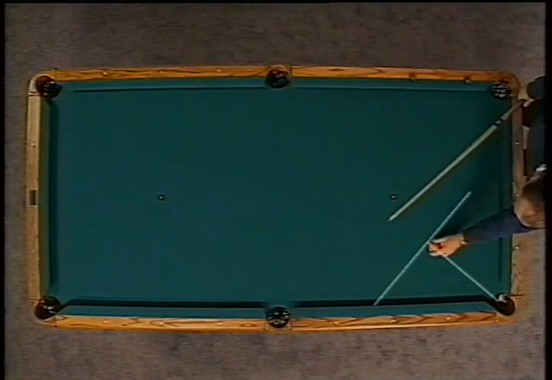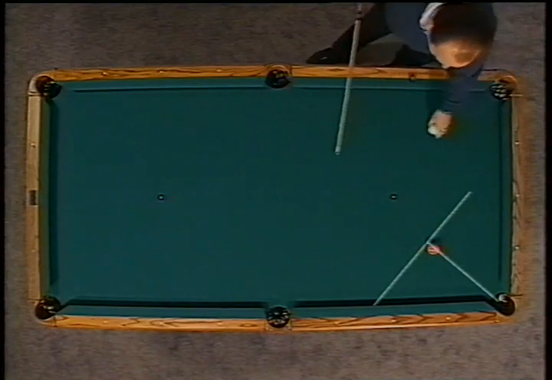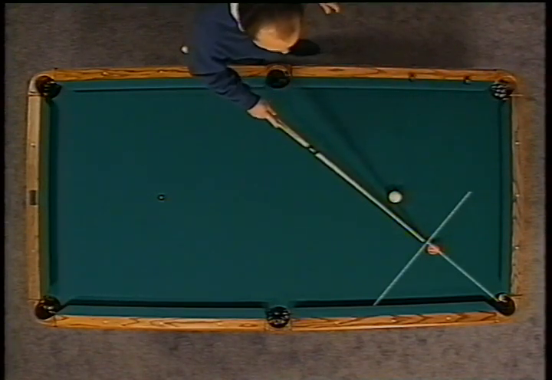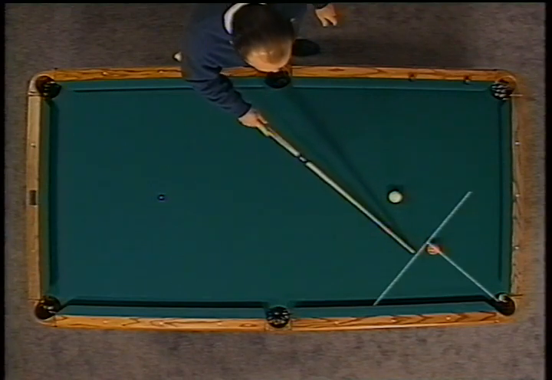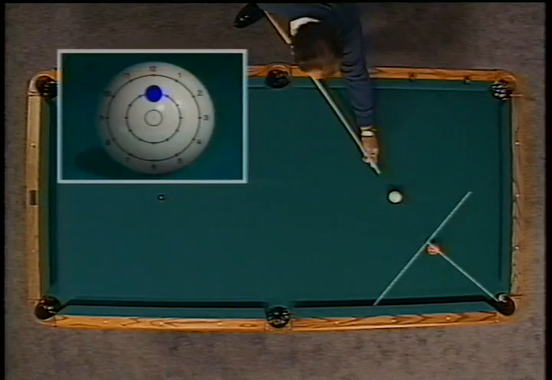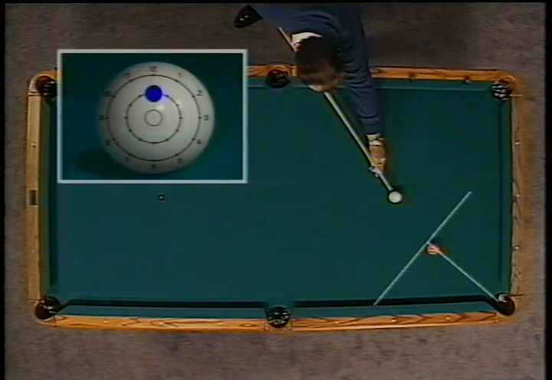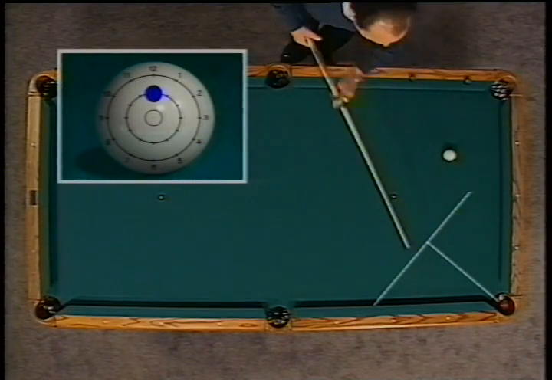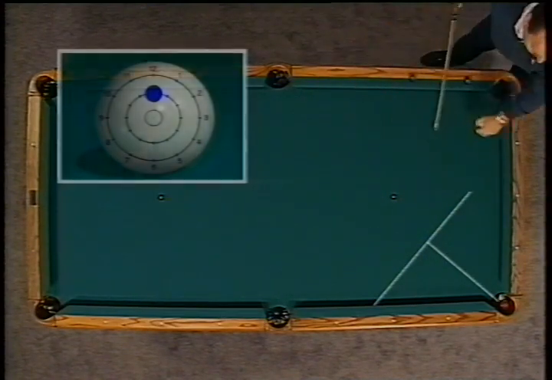Now I'm going to shoot the same shot again, and I'm going to shoot above center. Now you'll see the cue ball try to go down the tangent line, and then the overspin will change direction. Watch. Shooting about a tip and a half above center. You can see the cue ball hit way down there on that shot.